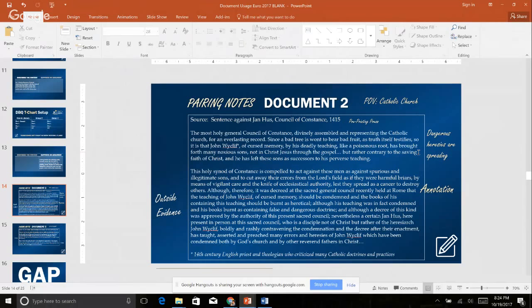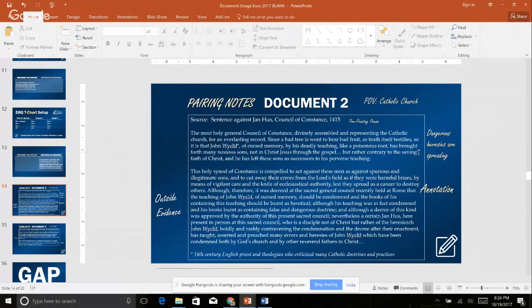And so we look here: "the Holy Synod of Constance is compelled to act against these men as against spurious and illegitimate sons," basically heretics or bastards here, "and to cut away their errors from the Lord's field as if they were harmful briars by means of vigilant care and the knife of ecclesiastical authority, lest they spread as a cancer to destroy others. Although, therefore, it was decreed."